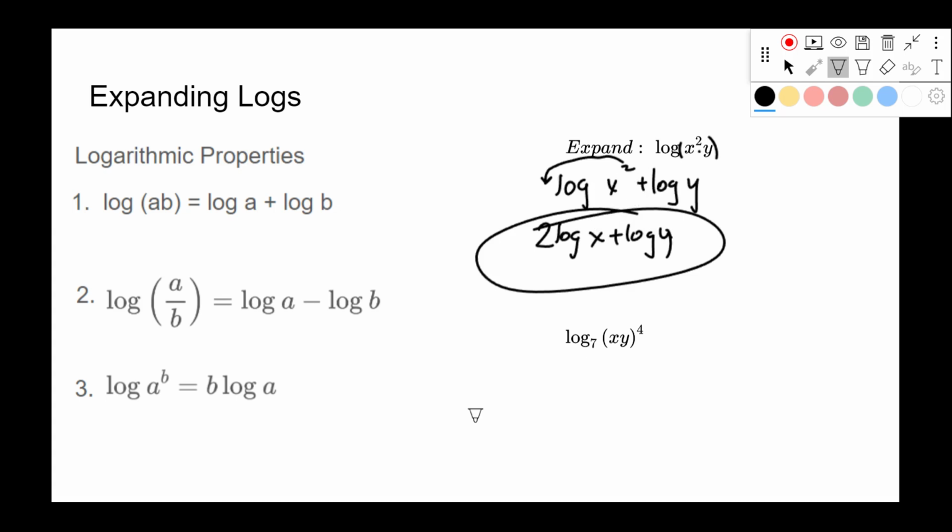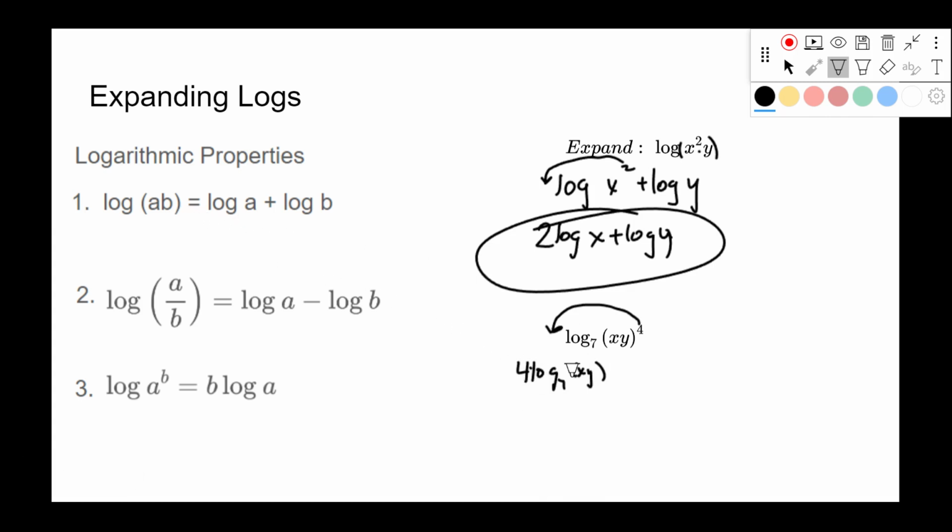All right, let's try the one underneath. I have log of xy to the 4th with base 7. So the first thing I can do is, well, there's 2 ways I can go about doing this. I have parentheses raised to a power. So I could take the 4, which belongs to both of these, the x and the y. So if I want, I could immediately take the 4 and put it in front of the log. So I could write 4 log xy base 7. Now, I have log xy base 7. These are multiplied. I can split them apart by addition using property number 1.